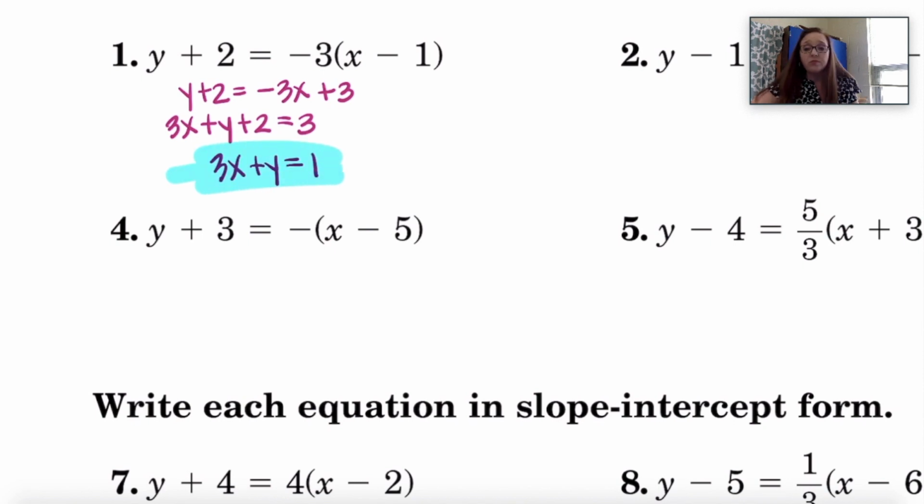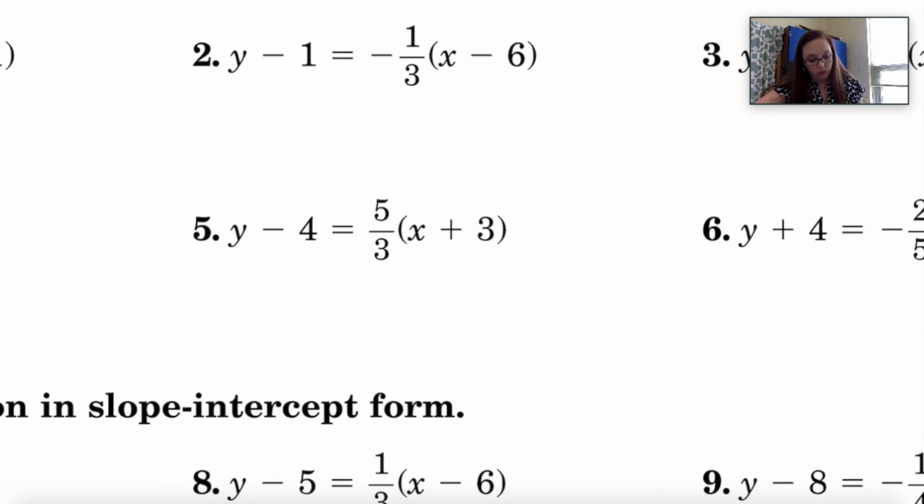So we're done. Now, I didn't show every single step. I didn't show where I subtracted 2 on each side or where I added 3x on each side. That step is understood. Okay, we're going to go to number 2.